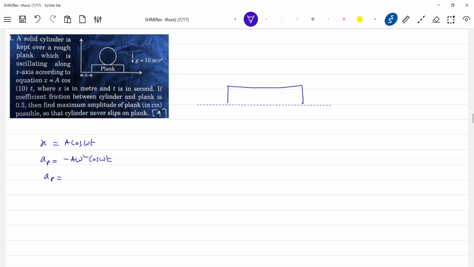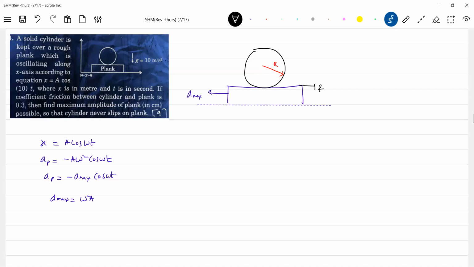What is the maximum acceleration? The maximum acceleration is this part. He is asking what is the maximum amplitude. So that maximum amplitude, I'll put it here. Then here we have, let it be radius. So how will the friction act on this one? Towards the right.